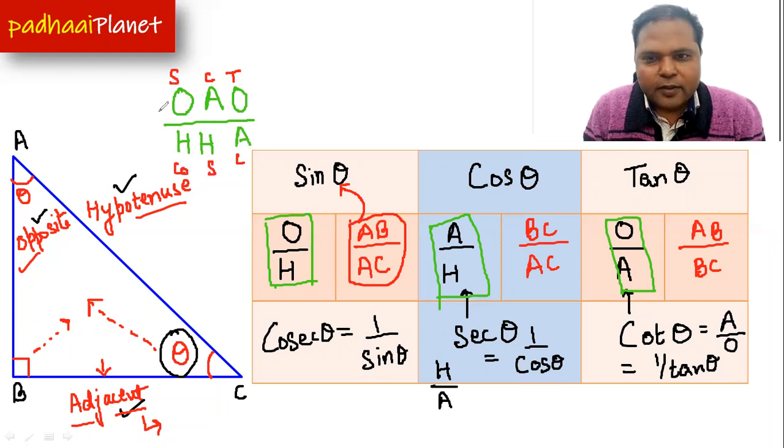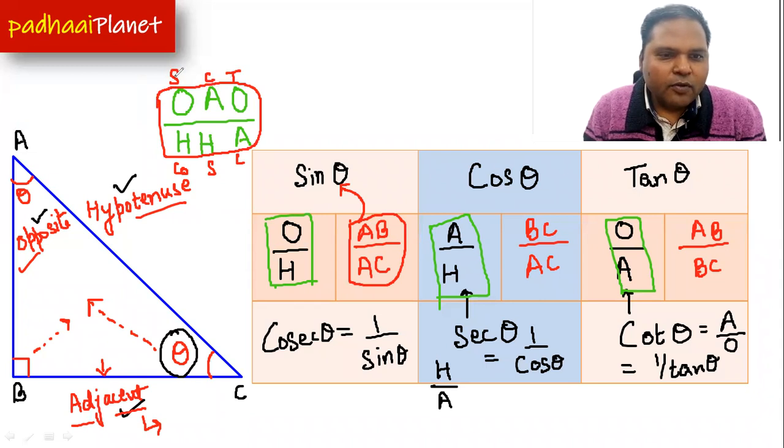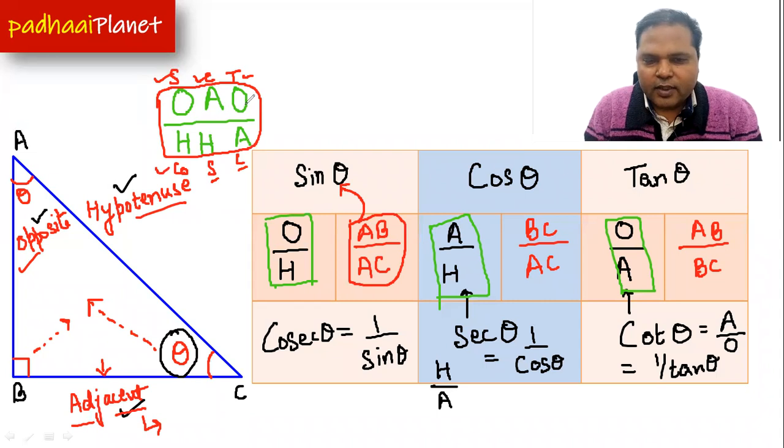So if you remember just this OAO and double HA, right? OAO and HA. If you remember this, then we can always remember what the ratio is for sine, what the ratio is for cos and tan, and similarly for cot, sec, and cosec, right? So just remember this box and you will be able to solve all of these questions.